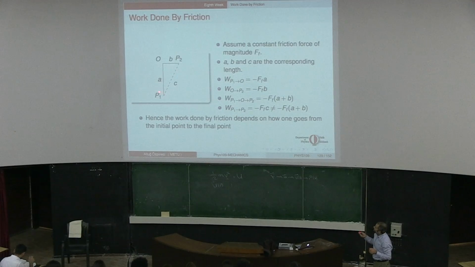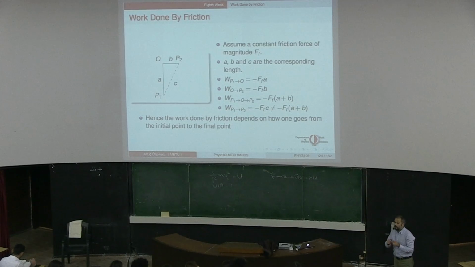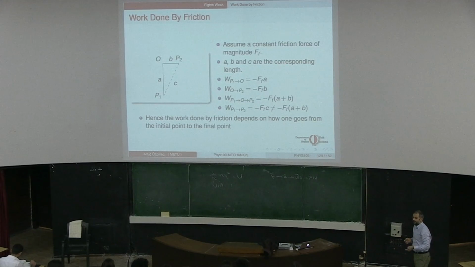But if I integrate it from P1 to P2 along this path, and if I integrate from P1 to P2 along the other path, the two results will be different. You have to tell me which path you take, first of all, so that I can calculate that integral. But that means the friction force is not a conservative force. I cannot define the potential energy for the friction force.